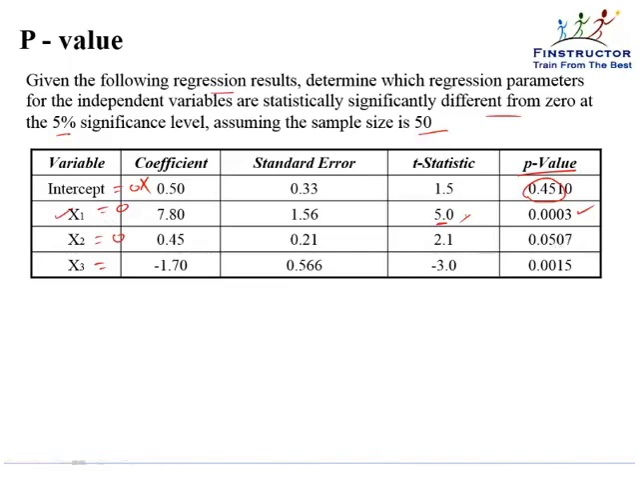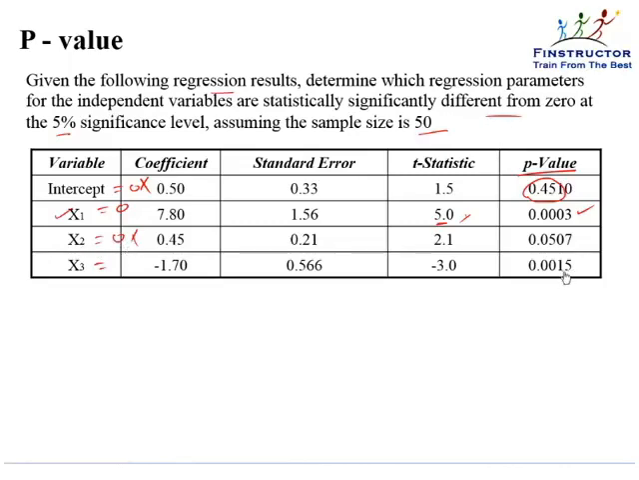Similarly, x2, we need 5.07% minimum to reject the null. The level of significance in the question is only 5%. So we cannot reject the null that it is equal to 0. So it is not different from 0.